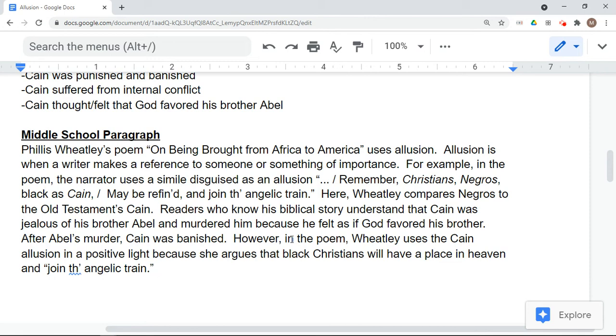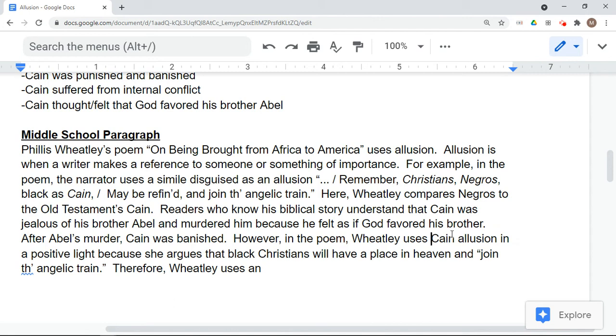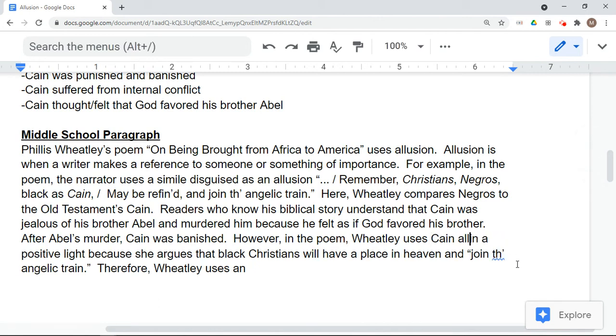And so you could say, therefore, Wheatley uses an allusion, uses Cain. Now, I don't want to say allusion back to back. So uses Cain in a positive light because she argues that Black Christians will have a place in heaven and join the angelic train. Therefore, Wheatley uses the Cain allusion to reference someone of biblical importance. And that could wrap up our paragraph here on our allusion of Cain.